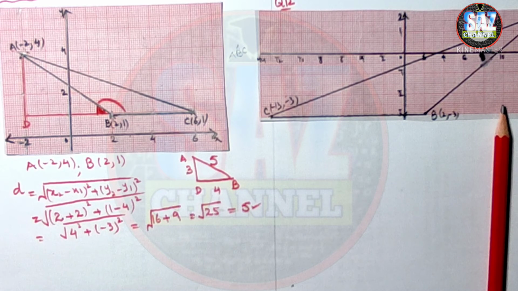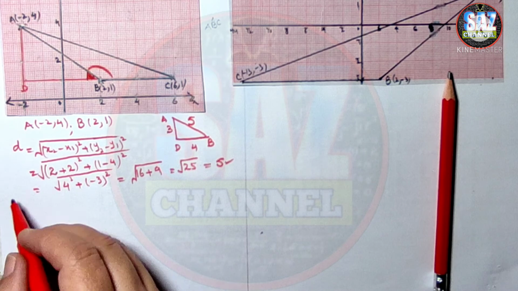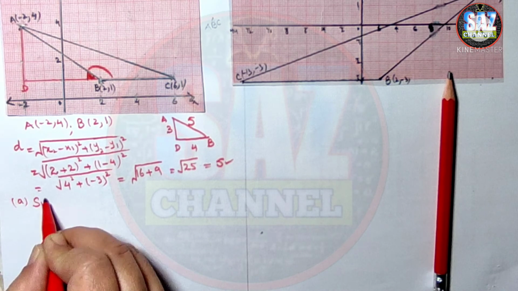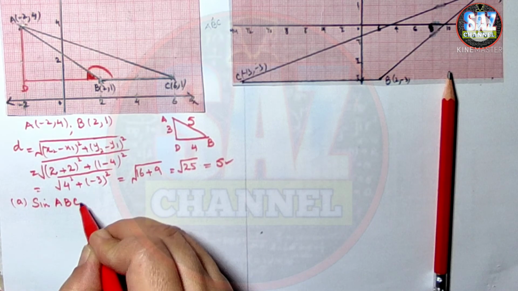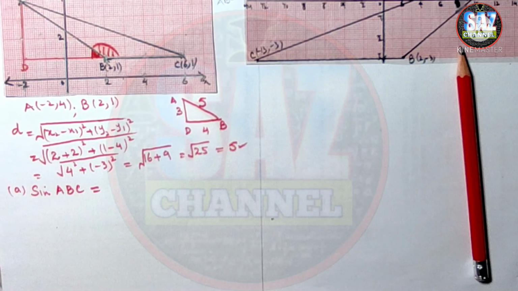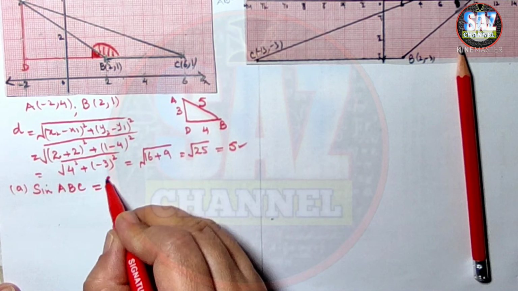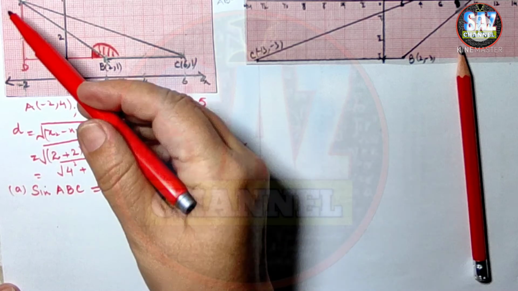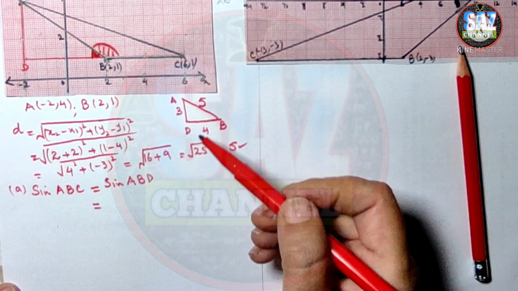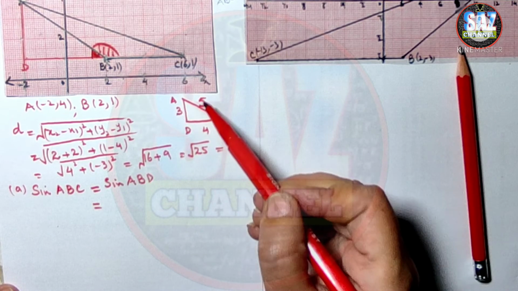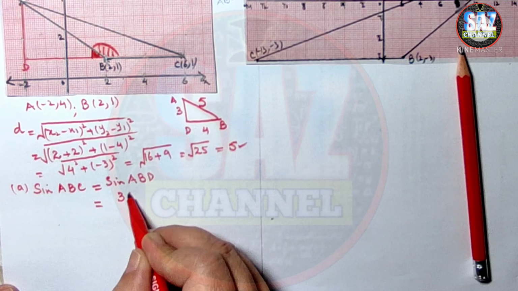Now let's go for the requirements of the question. The first requirement is sine ABC, that is part A. Now look, sine of this obtuse angle ABC will be equal to sine of the acute angle ABD, and that is opposite upon hypotenuse, 1, 2 and 3. This is 3 by 5.